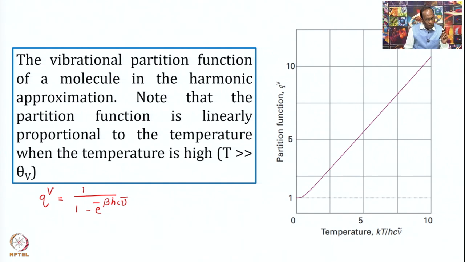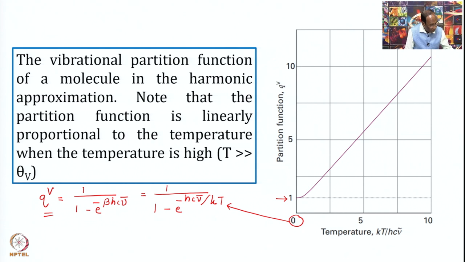If the temperature is very, very low, for simplicity I will write this also as 1 minus exponential minus hc nu bar by kT. When the temperature is very, very low, exponential minus a very high number can be ignored. In that case, QV is approximated by a value of 1. I hope it is clear. Temperature low, this number is high, exponential minus high number can be ignored. So, QV is approximately equal to 1.